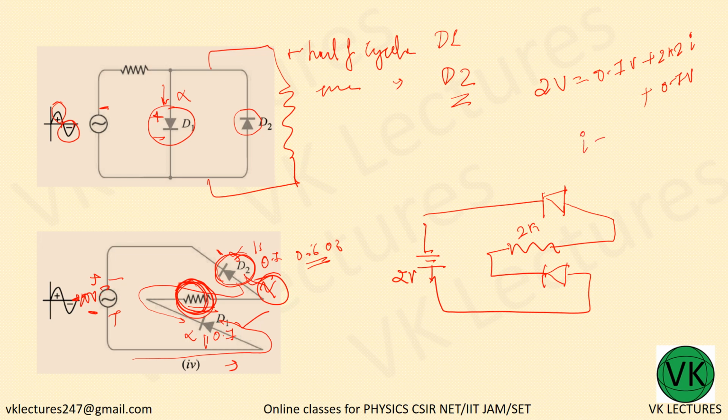And now what is the current? I is equal to 2 minus 1.4, that is 0.6, divided by 2k. So 0.6 divided by 2, that is 0.3 milliampere, right? Now just see what is the potential drop. Here you have 0.7 volt. I current passing. What happened?